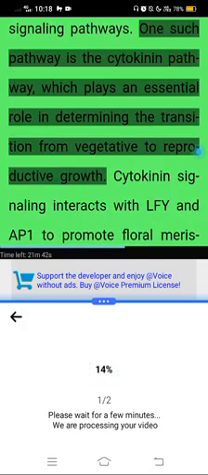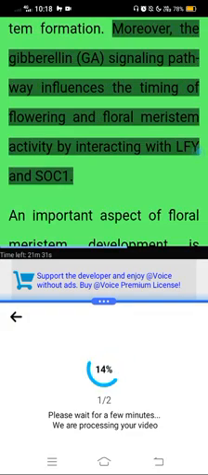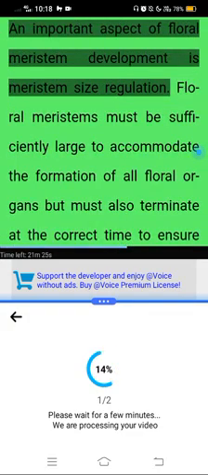One such pathway is the cytokinin pathway, which plays an essential role in determining the transition from vegetative to reproductive growth. Cytokinin signaling interacts with LFY and AP1 to promote floral meristem formation. Moreover, the gibberellin signaling pathway influences the timing of flowering and floral meristem activity by interacting with LFY and SOC1. An important aspect of floral meristem development is meristem size regulation.